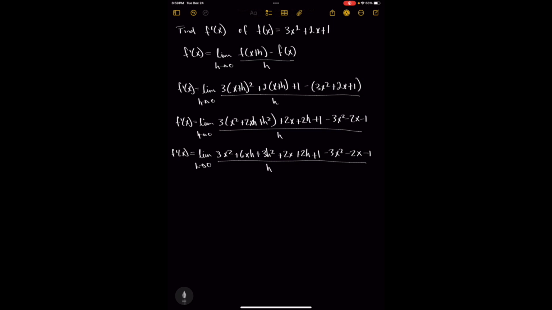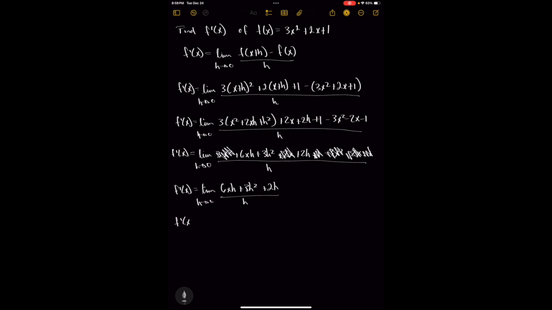Okay, and now all we need to do is combine like terms. So the original function's terms are technically being eliminated. So the 3x squareds get eliminated, the 2x's get eliminated, and the 1's get eliminated. And we are left with f prime of x is equal to the limit of 6xh plus 3h squared plus 2h over h as h approaches 0.